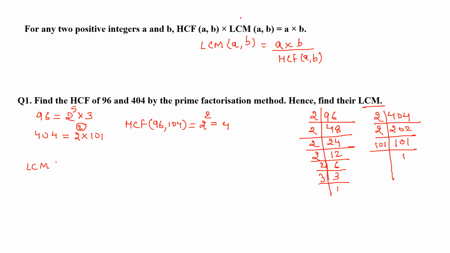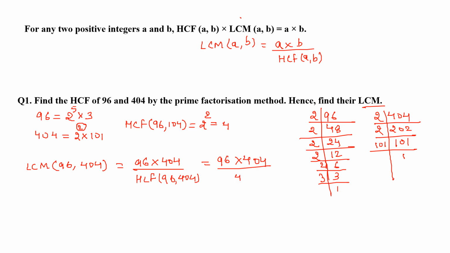So LCM of 96 and 404 will be equal to the product of the numbers, which is 96 into 404, divided by HCF of 96 and 404. Now, don't multiply the numbers now, okay? Multiplication should be done only at the end. Now, HCF is 4. I got HCF 4, right? Now, 4 times 101. And 96 into 101, if you do, you will get 9696. So, this is the LCM of the numbers 96 and 404. So, hope it is clear now.